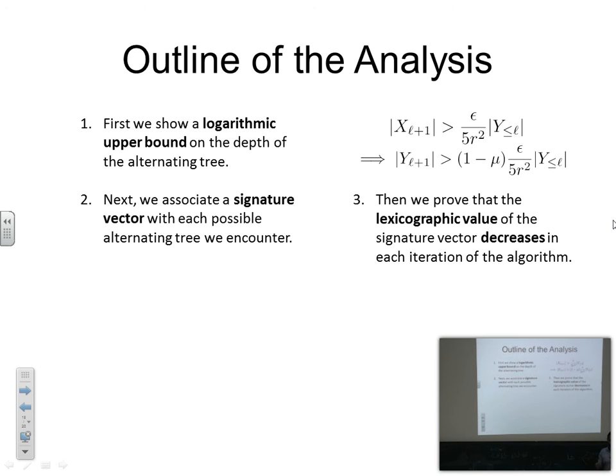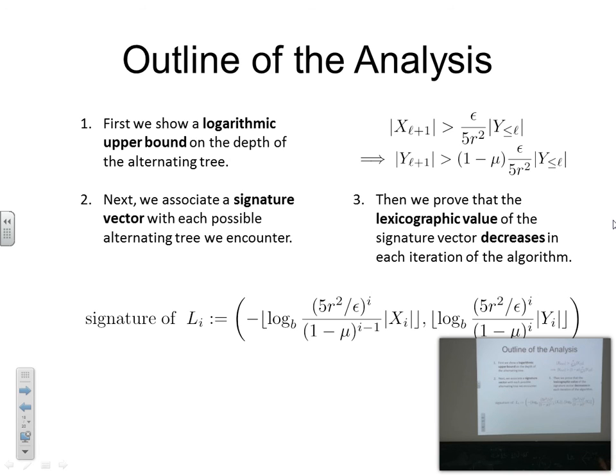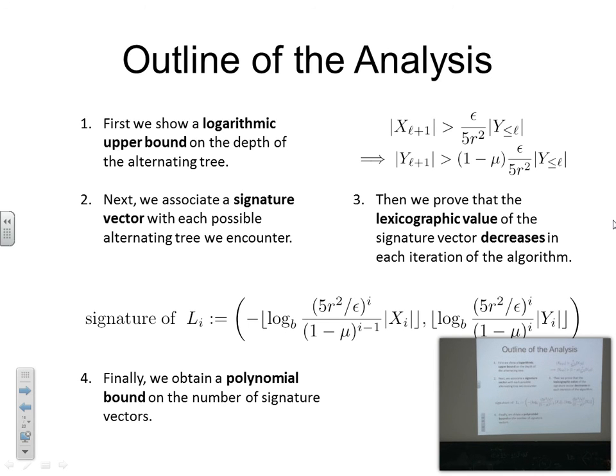So this would then mean that the map is injective. Just to give you an idea of how the signature would look like, it's just a pair of numbers. I don't want to get into the details. The signature for the whole alternating tree would just be a concatenation of these integers corresponding to the signature of each layer. And the final step is simply we bound the total number of possible signature vectors by a polynomial. Okay, so this is a very rough sketch of the analysis.